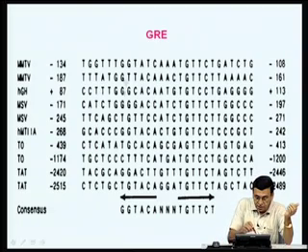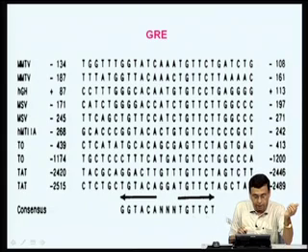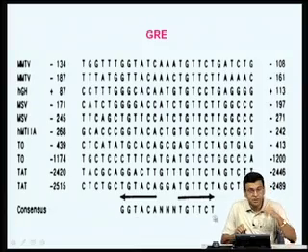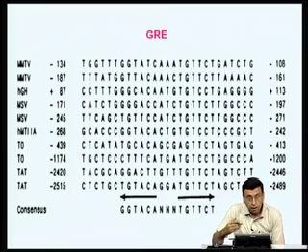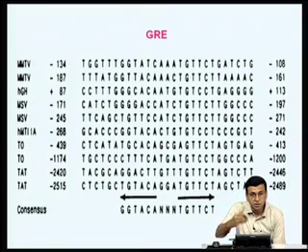In fact, based on these sequences to which the glucocorticoid receptors bind, a consensus sequence was derived, for example, GGTACA, TGTTCT or AGAACA, TGTTCT, which is an inverted repeat. So, by comparing the sequences to which the glucocorticoid receptor binds in various promoter elements, a consensus sequence was derived for the binding of glucocorticoid receptor.